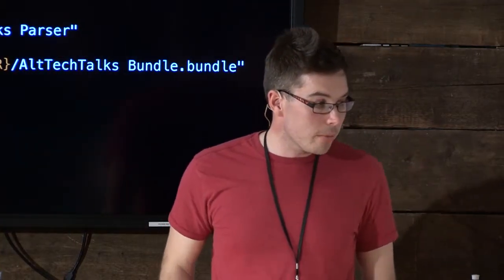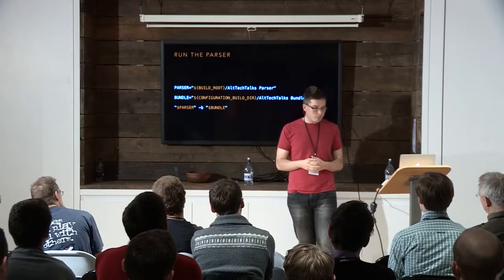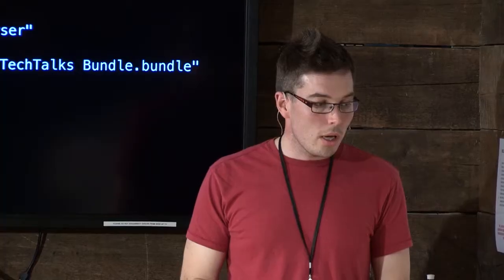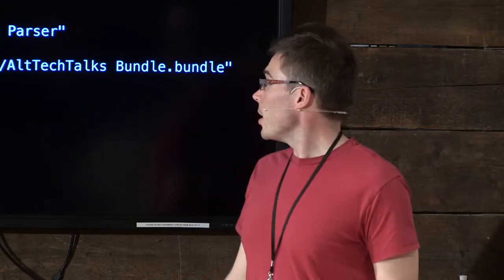And the script for doing that, I made it a little bit bigger. We're going to locate the parser. So we know it's at the build root, and it's called the alt-tech-talks parser. We know the bundle's going to go into this configuration build directory, which is the iPhone's build directory, because we made it an iOS target. And we've named it the alt-tech-talks bundle. And then we're literally just going to run the parser with the bundle location by giving it the flag -b.